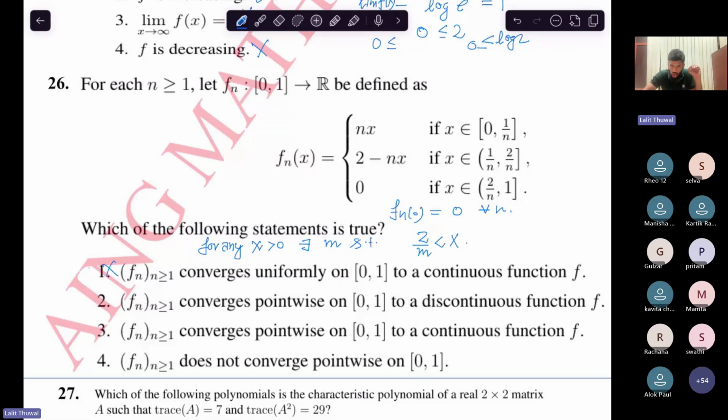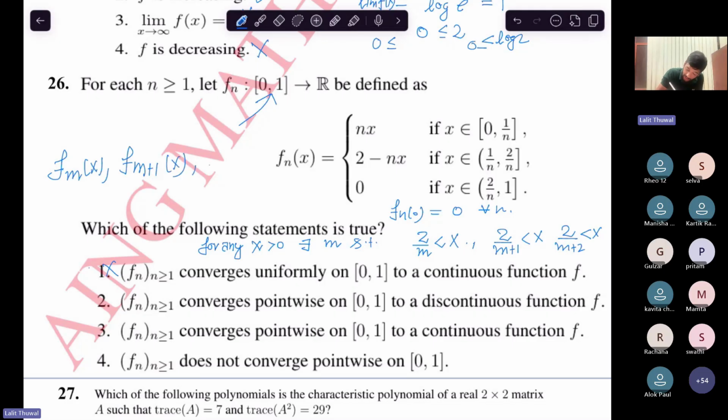Because 2 by m goes to 0, there must exist a natural number m for any x greater than 0 in the closed interval 0, 1. Then if this happens, it also happens for m plus 1, right? Yes or no? So what do you get? Ultimately, your sequence: f m of x, f m plus 1 of x.